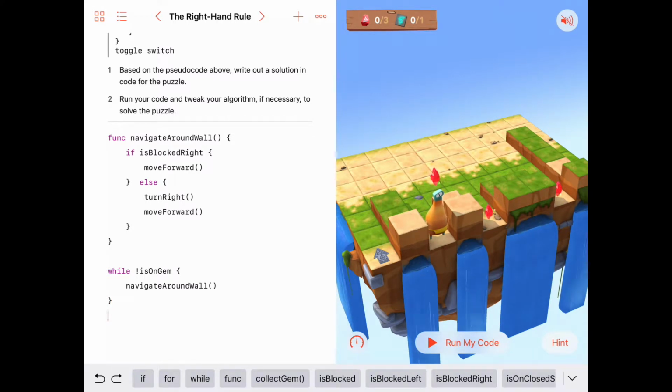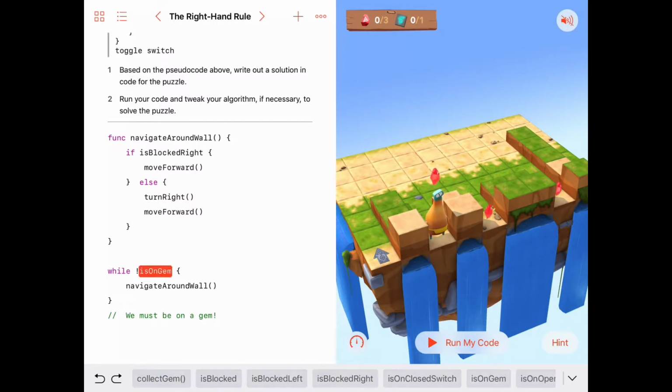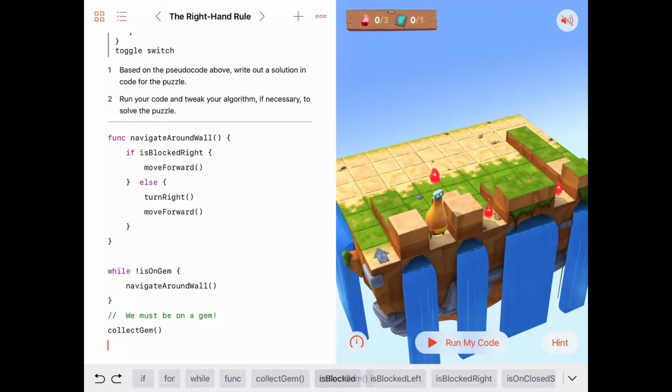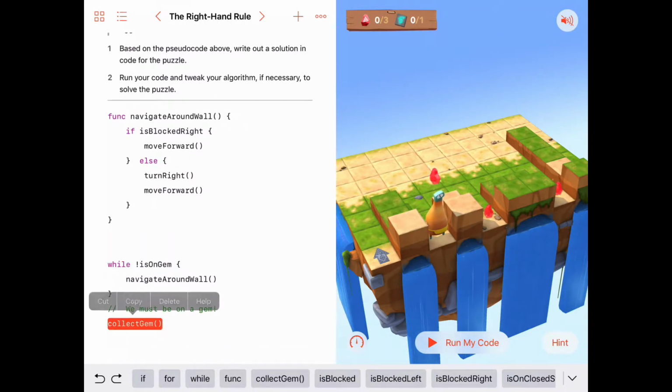So at this point here, we know what needs to be true. We must be on a gem. We must be on a gem because this while loop keeps going as long as we're not on a gem. So if it stops after the while loop, we must be on a gem. So we can go ahead and collect the gem. Okay? So this is great. This sequence of commands right here, this while loop, which just says keep navigating around a wall so that our right hand stays on that wall, keeps happening until we're on a gem, and then we can collect it.